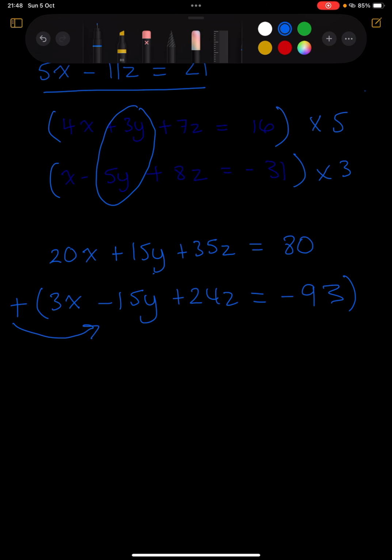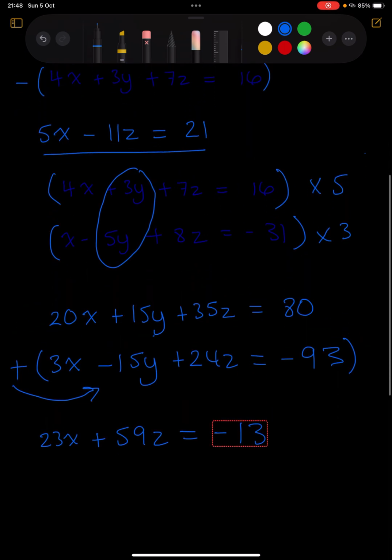Okay, so we're going to add the top equation to the bottom equation. So we have 20x plus 3x is going to be 23x. 15y plus minus 15y is going to be minus 15y, so that's going to be nothing, so that's great, that's gone now. Then 35 plus 24 is going to be plus 59z, and then we have 80 minus 93, basically is going to be minus 13. Okay.